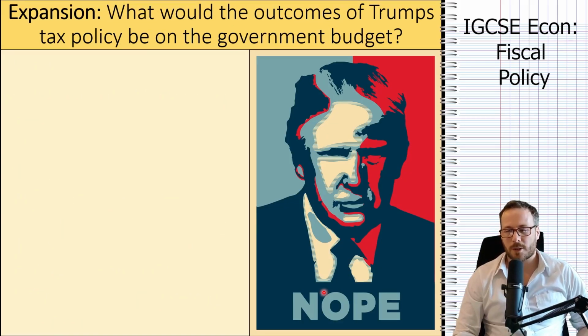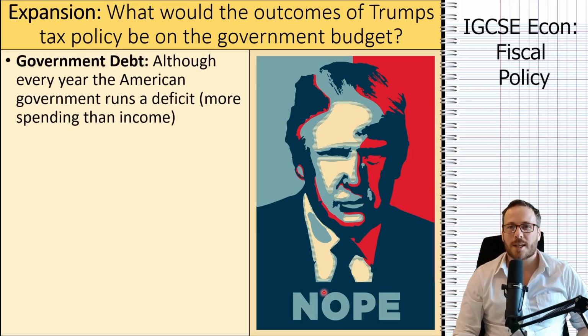Think about this expansion question, though. What about the outcome of this policy on the government budget? What's going to happen with Trump? The government debt's going to increase massively. But that doesn't matter, because in 4 years, he can pass it on to somebody else. Extra spending, reduced income, because their income comes from tax.